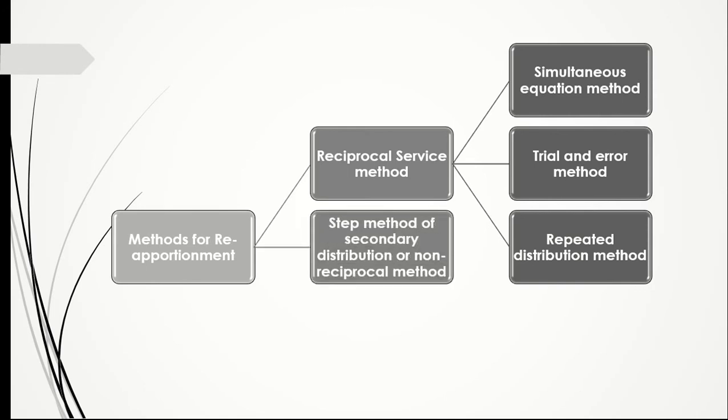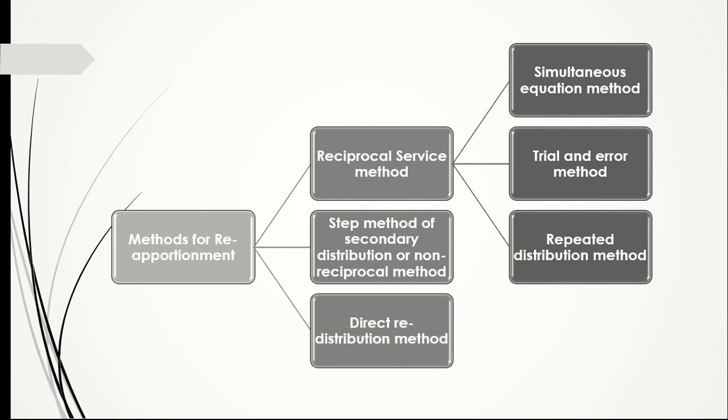The cost of the service department that serves the largest number of services to the other service departments and production departments is distributed first. After this, the cost of the service department serving the next largest number of departments is apportioned. This process continues till the cost of the last service department is apportioned. 3. Direct redistribution method. Service department costs under this method are apportioned over the production departments only, ignoring the services rendered by one service department to the other.